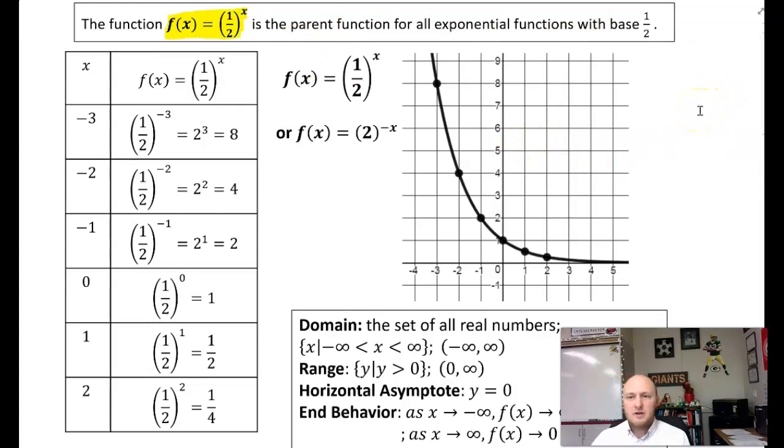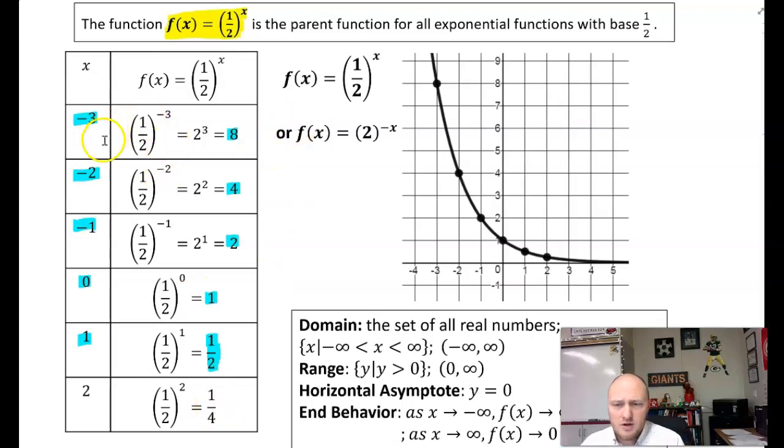Now, base 1/2, here's what I want you to notice. I want you to look at the following key points. If I plug in -3, 1/2 to the -3rd power, using the negative exponent property, I get 2 to the power of 3, and that is just 8. So -3, 8. If I plug in -2, we get 4. If I plug in -1, we get 2. If I plug in 0, 1/2 to the power of 0, we get 1. And then if I plug in 1, 1/2 to the power of 1 is 1/2.